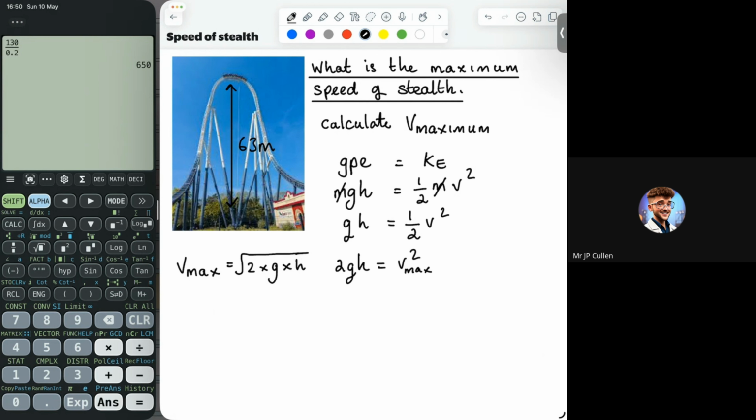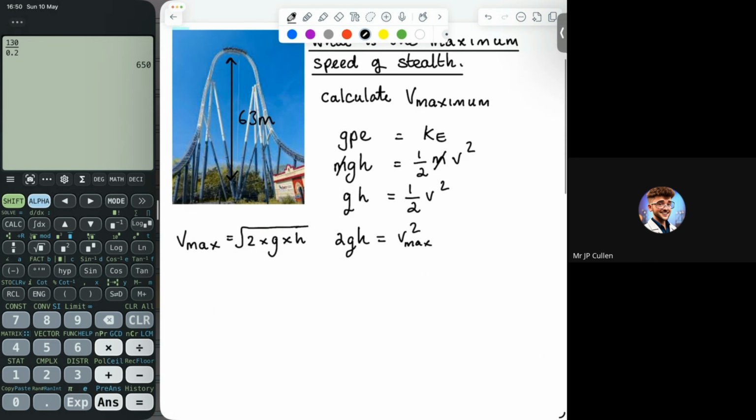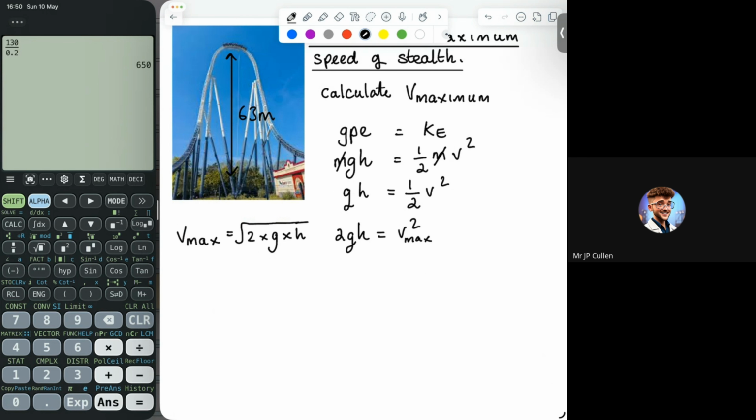Okay, interesting. Let's see if it works. g is given to you on the data sheet, and it can be rounded to 1, 2 or 3 significant figures. I'm just going to use 9.8, so 2 significant figures, but like I said, this would be given to you on the data sheet. The height, we already know, is 63 meters. So now if we substitute into our equation, Vmax equals the square root of 2 times 9.8 times 63.